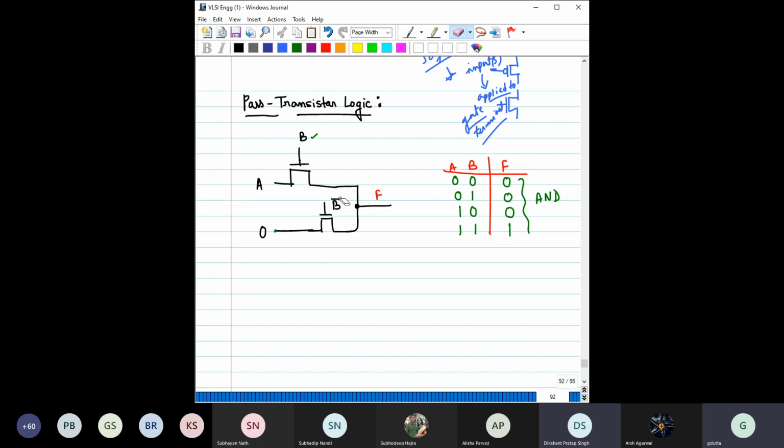So definitely you can see that by using pass transistor logic, we can reduce the number of transistors required. Fewer transistors means less capacitance, and the speed might be faster. Here we are requiring 2 transistors. But if you are considering B bar, then if you have to make B bar, 2 more transistors are needed for the inverter.